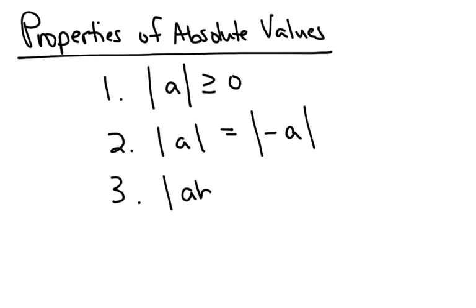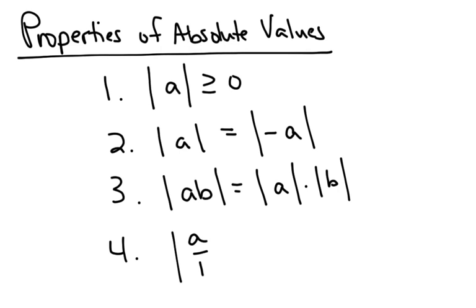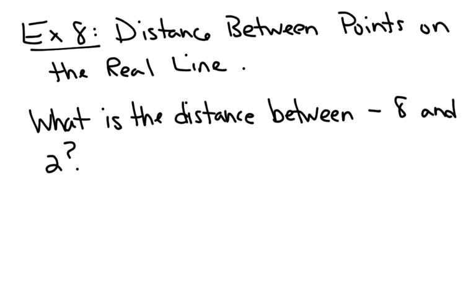When you have two numbers being multiplied together under absolute value bars, it is the same as multiplying the absolute value of each of those numbers. And that is also true for division. If you have a fraction under an absolute value bar, it is the same as taking the absolute value of the numerator and denominator and just dividing them.